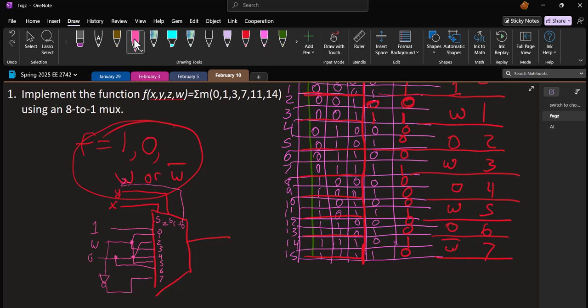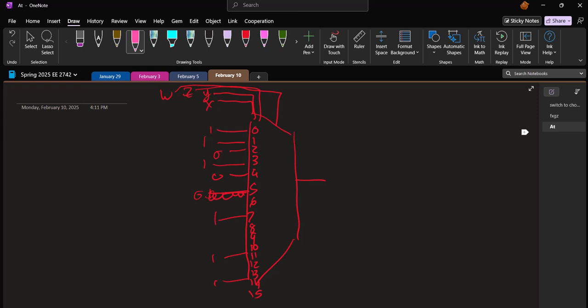I said, while you were out, if we had a 16-to-1 multiplexer, it'd be really easy, because we would take our truth table and we would just put in ones for all the ones where our truth table is 1 and zeros for where it was 0.